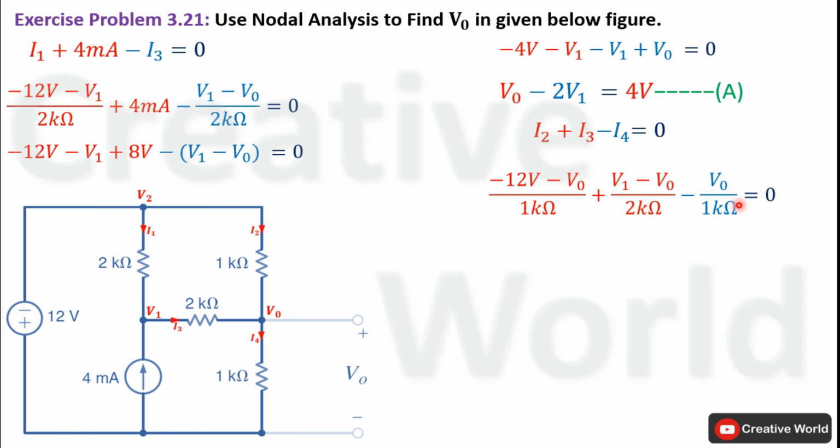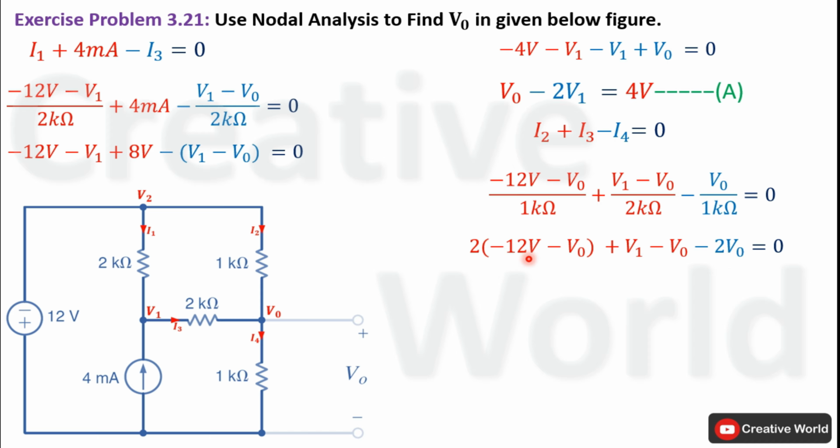Now in order to omit all denominator values, we will multiply this equation on both sides with 2 kilo ohm. Product of 2 kilo ohm and 1 kilo ohm in denominator will cancel out with each other. Only 2 will be left, and that 2 will multiply with minus 12 volt minus V0. Here the 2 kilo ohm and 2 kilo ohm in denominator will cancel out with each other. Only V1 minus V0 will be left. Here the 2 kilo ohm and 1 kilo ohm in denominator will cancel out with each other. Only 2 will be left, and that 2 will multiply with V0. It will become 2V0.